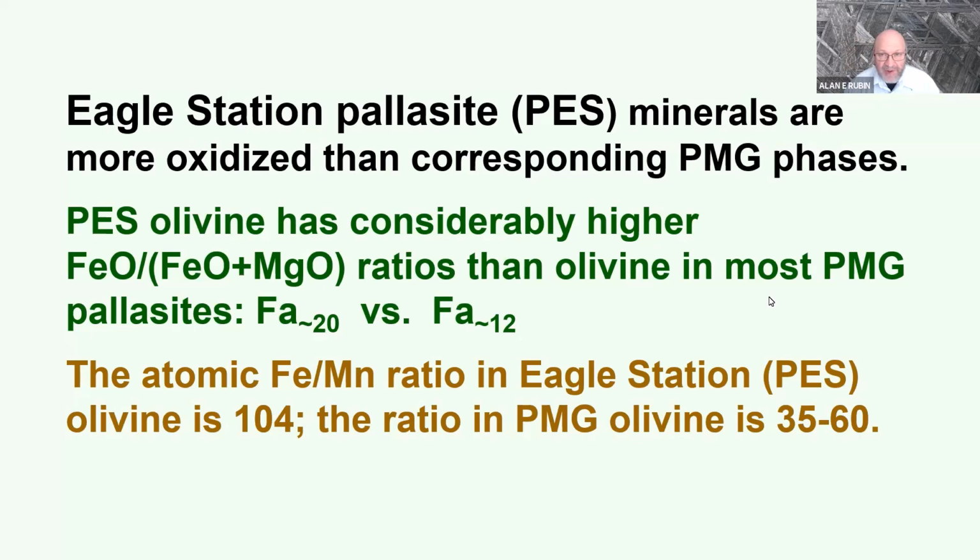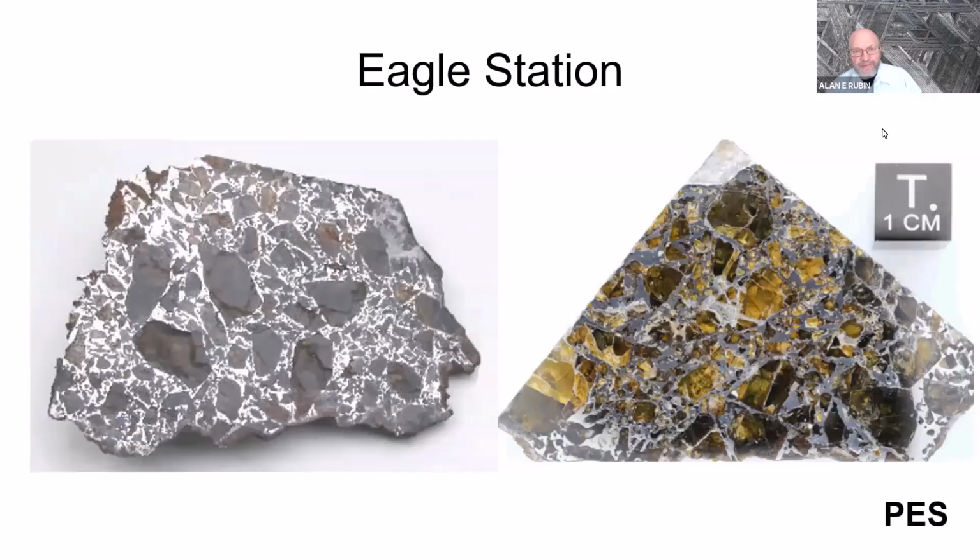The Eagle Station pallasite minerals are more oxidized than the corresponding phases in the main group pallasites. For example, the Eagle Station pallasite olivine have much higher FeO contents. They average about Fa 20, whereas those in the main group pallasites average about Fa 12 or so. They also have different iron to manganese ratios. The Eagle Station pallasites' iron manganese ratio is 104. The ratio in the main group pallasites ranges from about 35 to 60, much different.